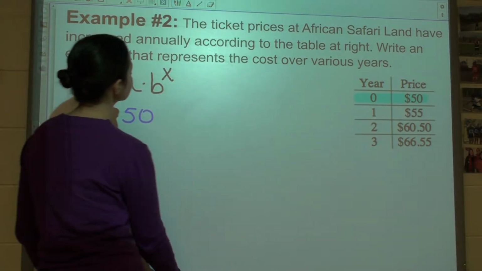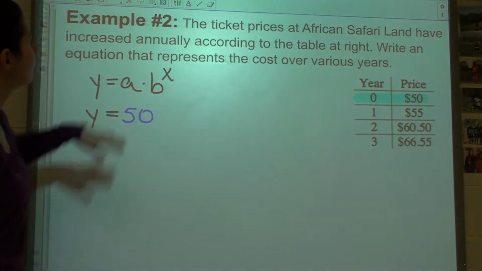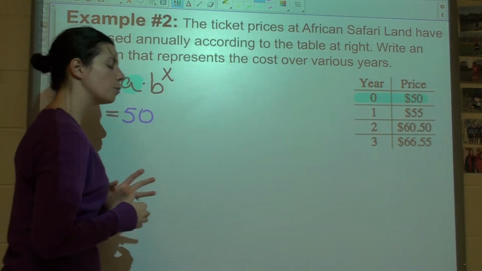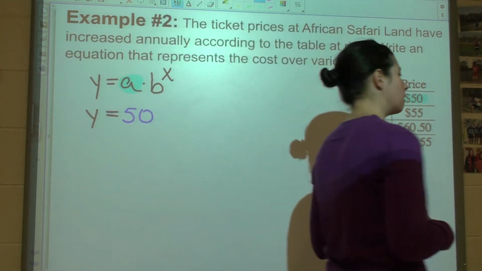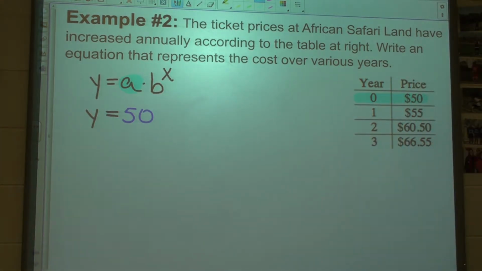Alright, so A is going to be 50, nice and easy. Now B, we're actually going to have to do a little bit of calculating because we need to figure out at what rate this is growing. You can use any of the points that we have here because each of these are growing by an interval of 1. So I'm going to pick the 2 middle points here just for ease.